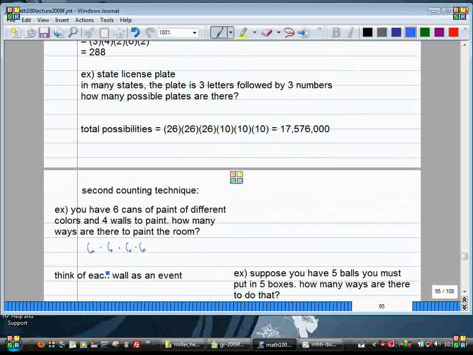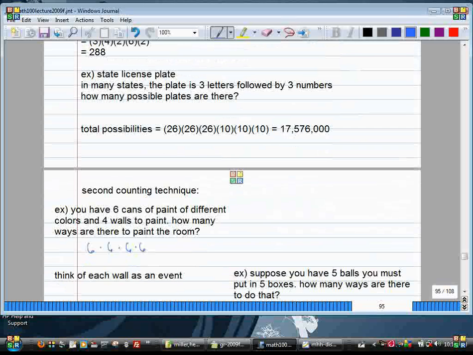Five times 4 times 3 times 2 times 1. Because you can't put the same ball in 2 boxes. Right. So what's the first decision you need to make? You put a ball in a box. Right. And how many ways are there to do that? 5. Next.